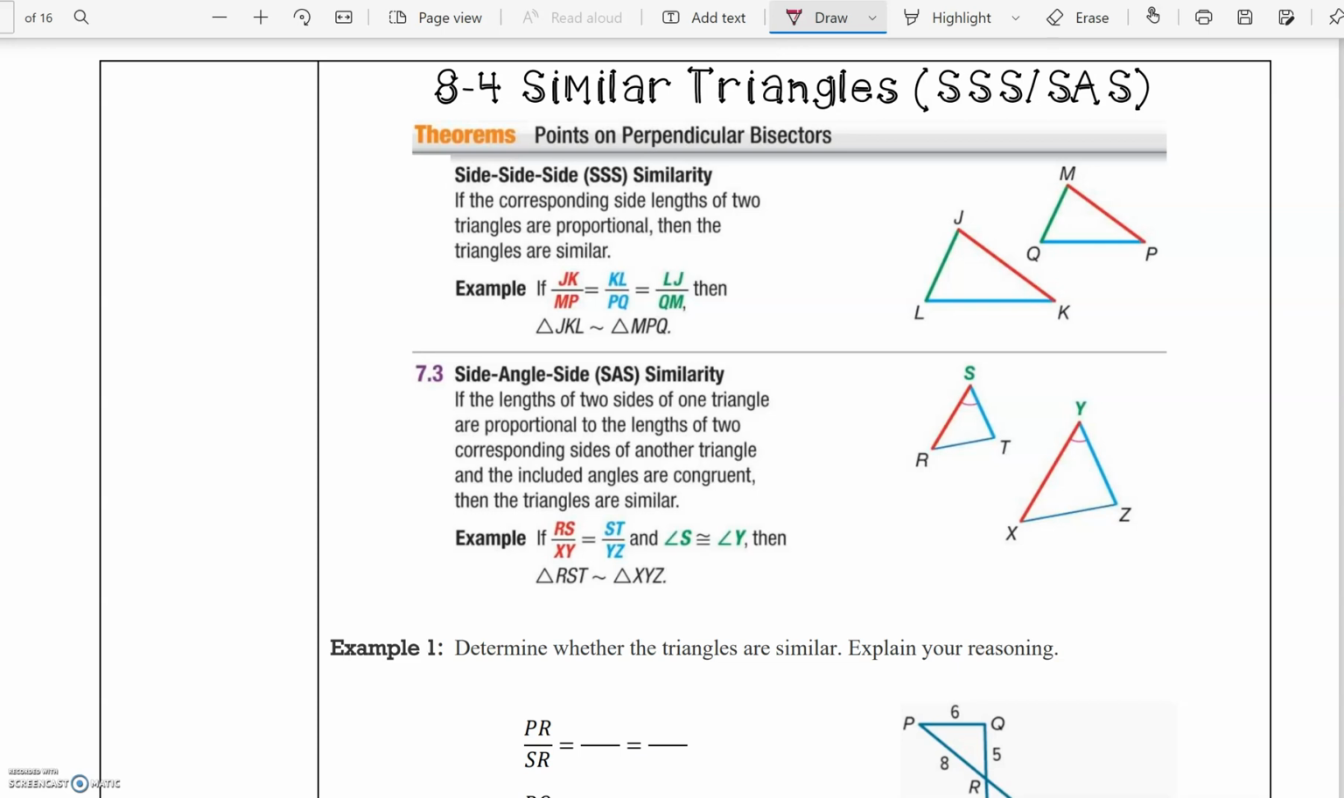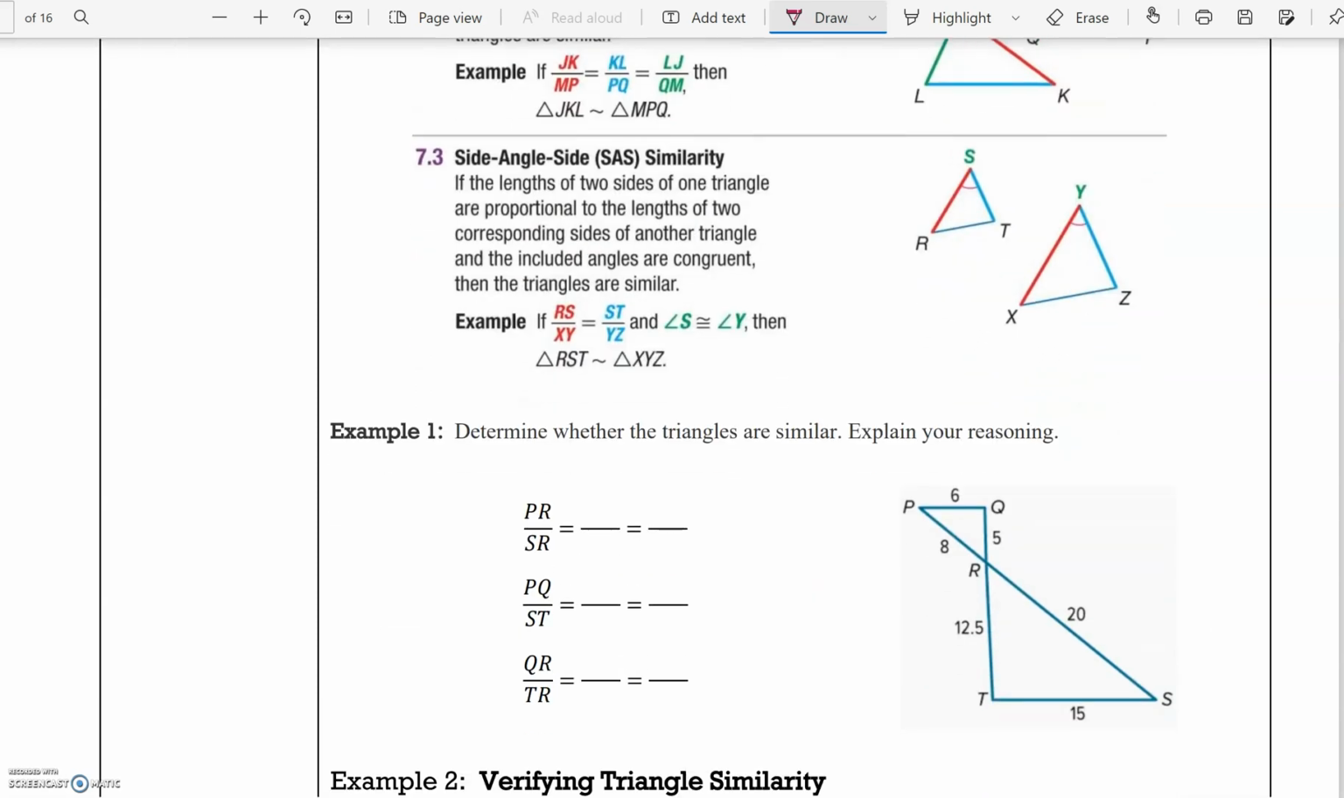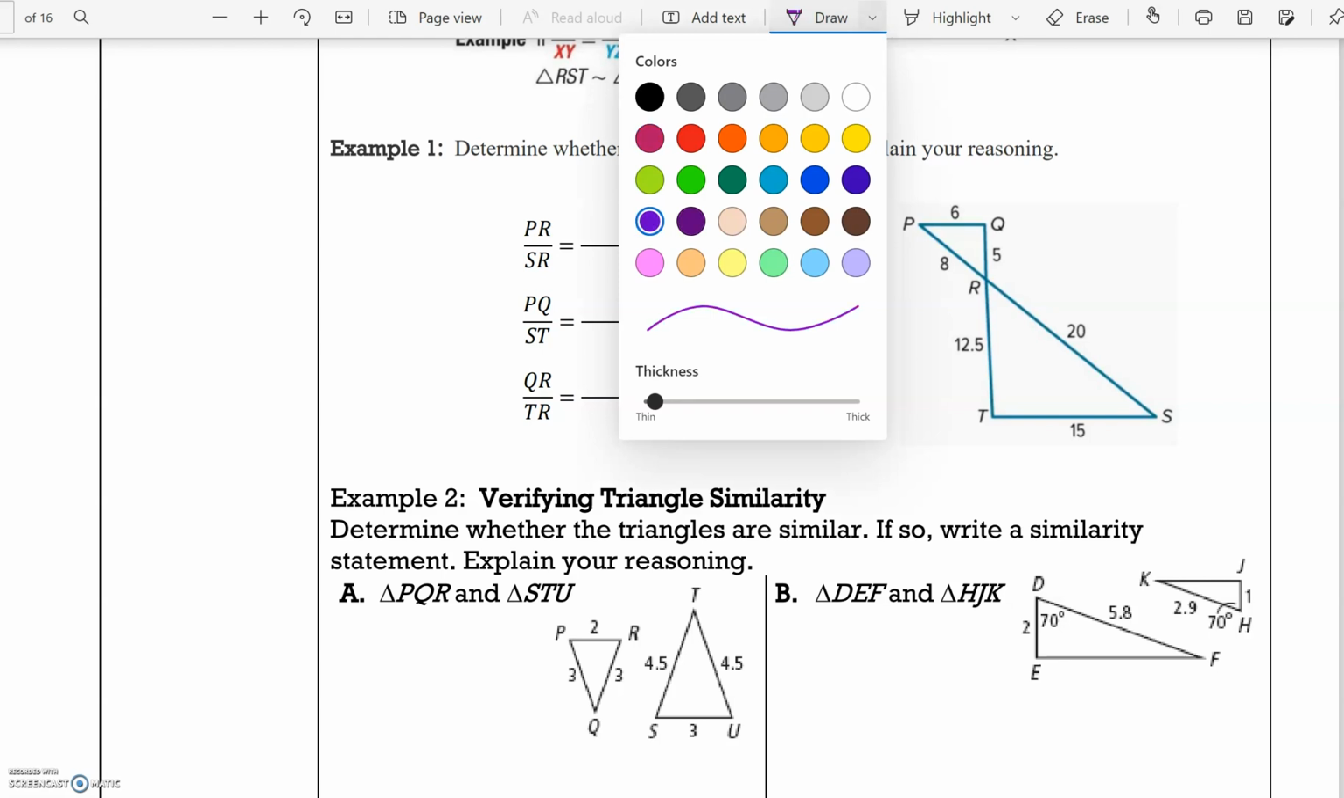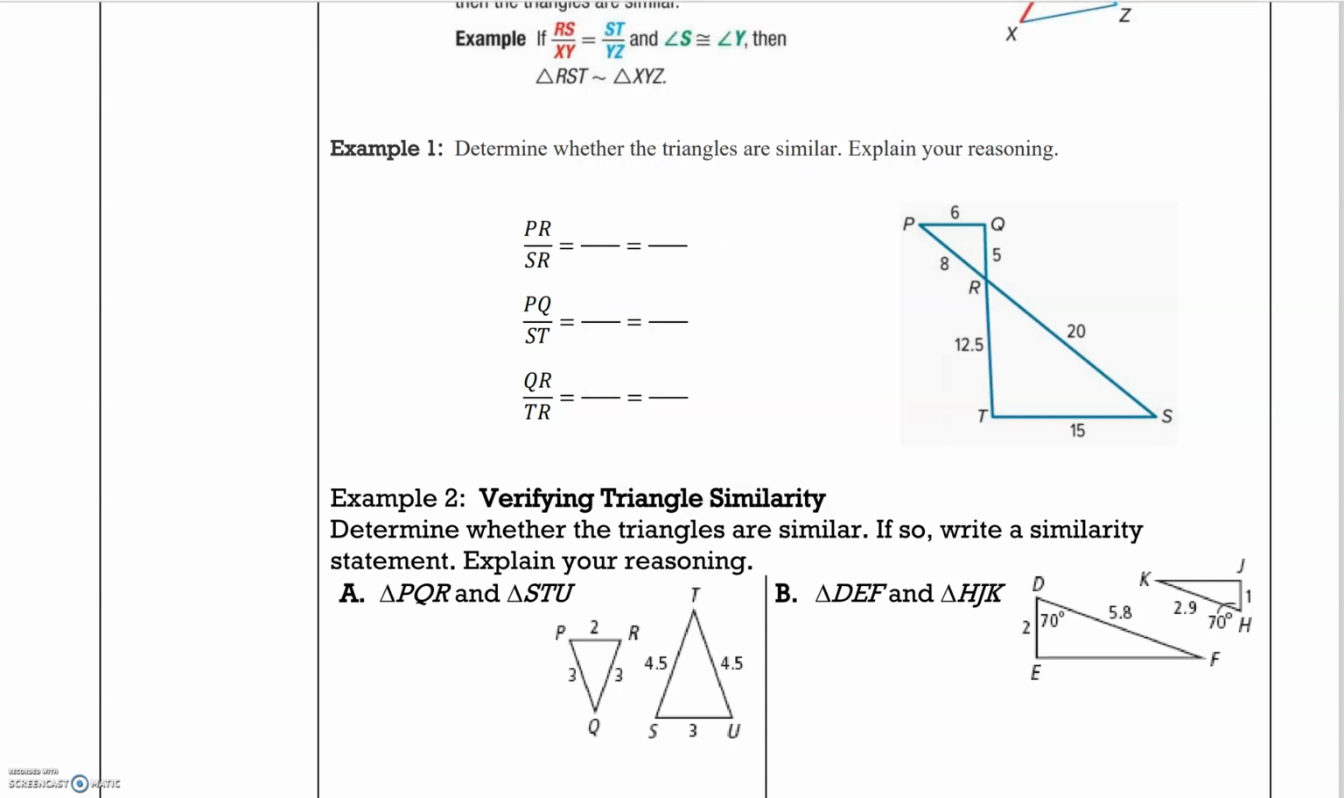In this lesson, we're going to take a look at similar triangles for side, side, side, and side, angle, side. This is super similar to when we did congruence, but this one is similar. If we have sides that are proportional, and again, angles have to be congruent, or if we have all three sides proportional, then those triangles are similar. So let's take a look at this one.